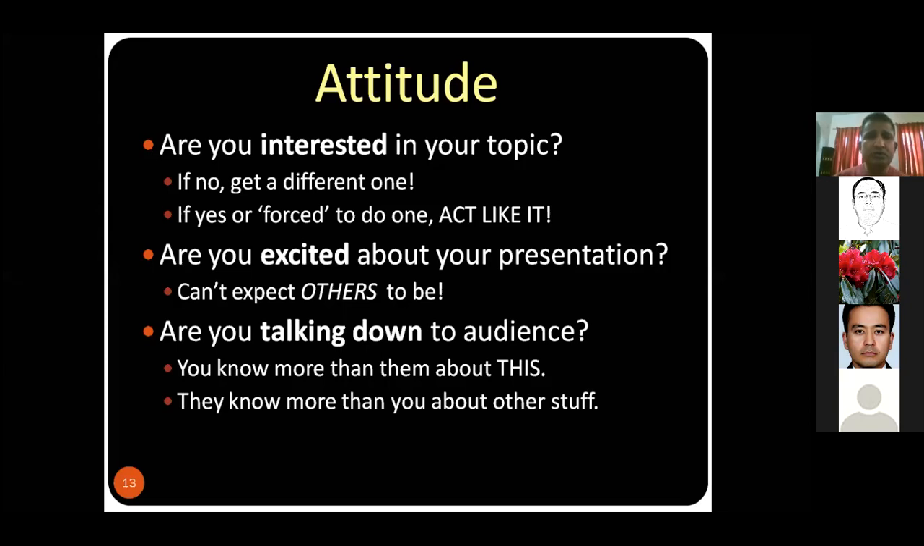And about the presentation, you should never talk down to the audience. You never consider the audience as inferior to you, because you know more about this particular topic you are talking about, but they will be knowing a lot more than yourself on other things. So while you give a presentation, you always consider your audience as equal or above you. These are the three things regarding the attitude about presentation.